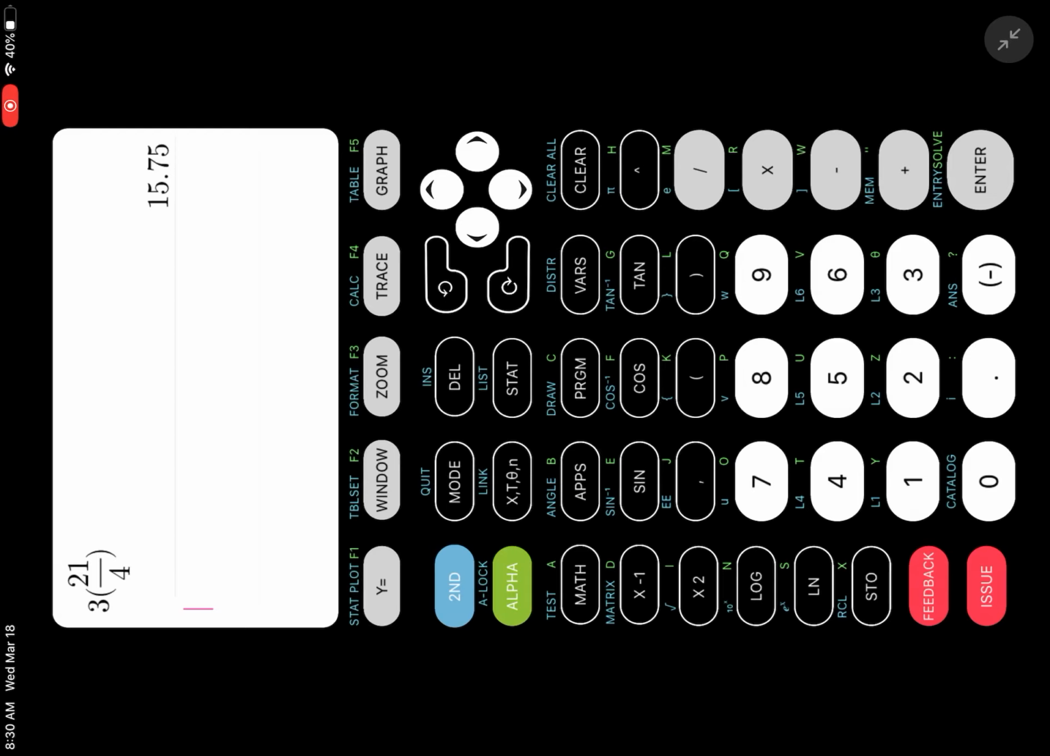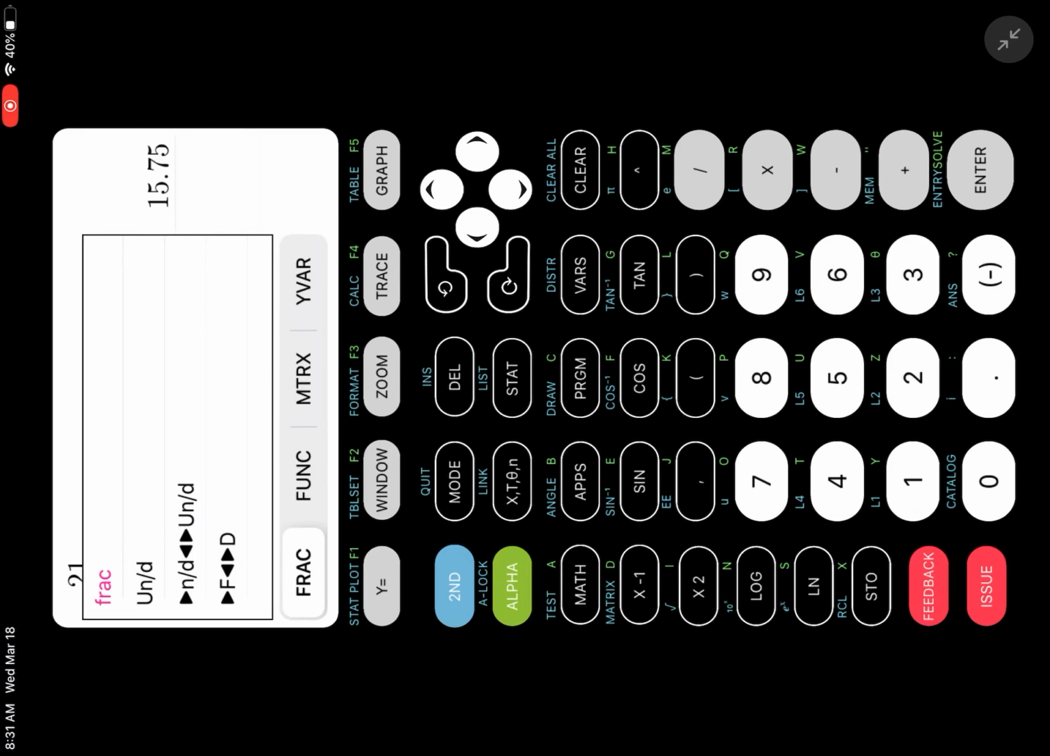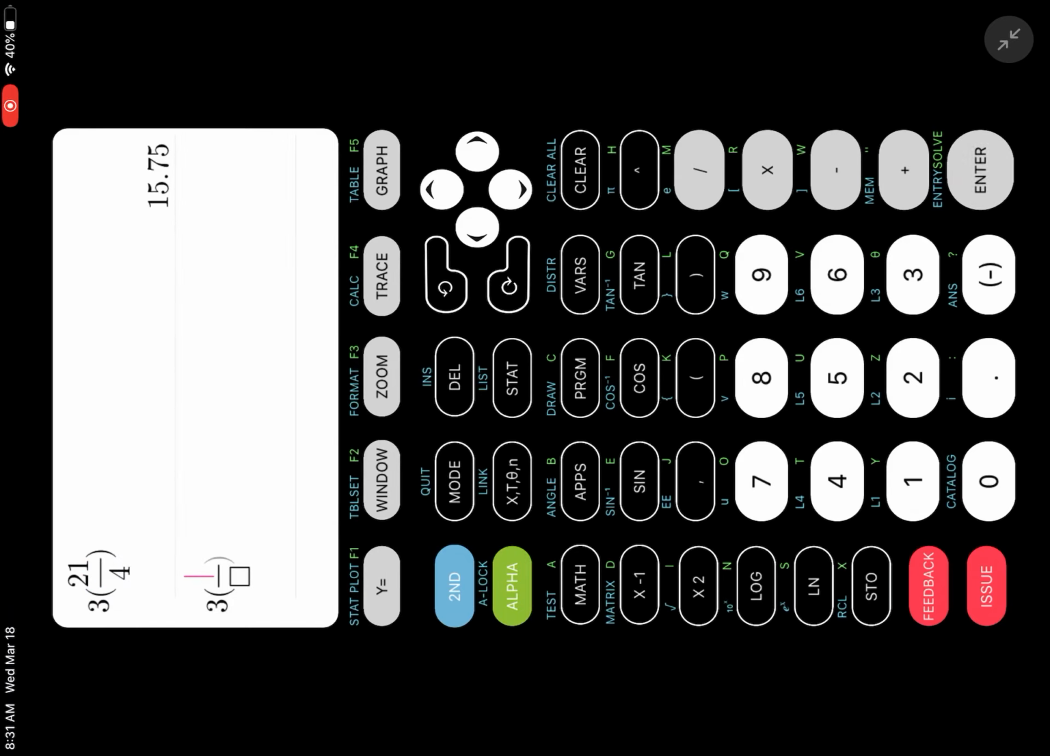So we can put that in as a decimal now to make it easy. Once again, you do 3, parentheses, alpha, which is a green button, just click it once, go 2 buttons up to y equals, hit enter right away, and it gives us a fraction, so then we just type it in. So 21, hit the down arrow in the top right corner, then hit 4, hit the right arrow, put parentheses, hit enter. There's our problem right there, 15.75.